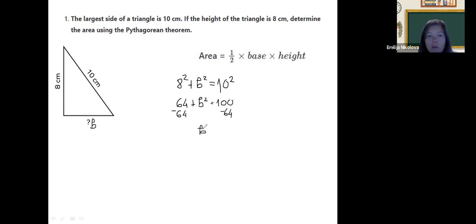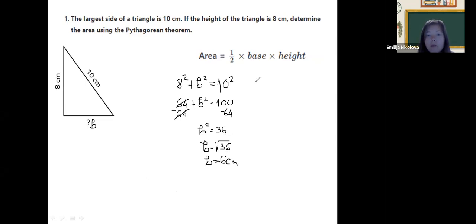So we will get that B squared equals 36. In order to find how much B is, we need to find the square root of 36. And the square root of 36 has two solutions. One is minus 6 and the other one is plus 6. But in this case, we are talking about a triangle, and a triangle cannot have negative sides. So the only solution will be 6 centimeters. So we get that the base is 6 centimeters.